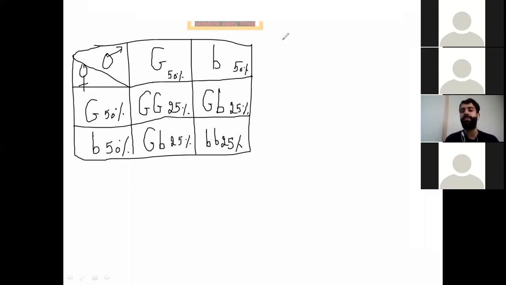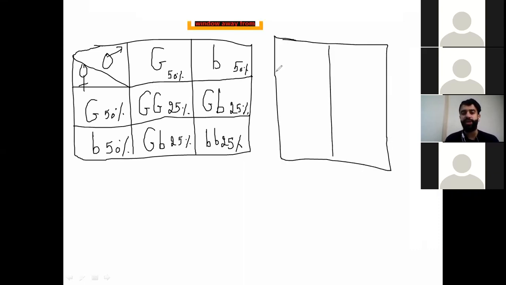Moving now, Aline, to the table of result. In the table of result, what do we have? We have to put genotype and phenotype.